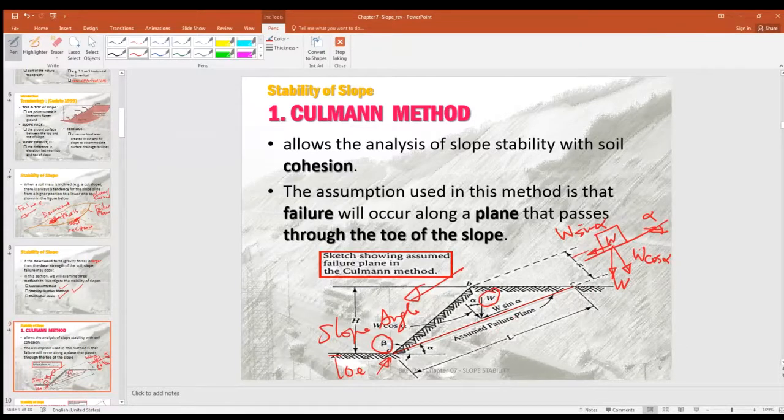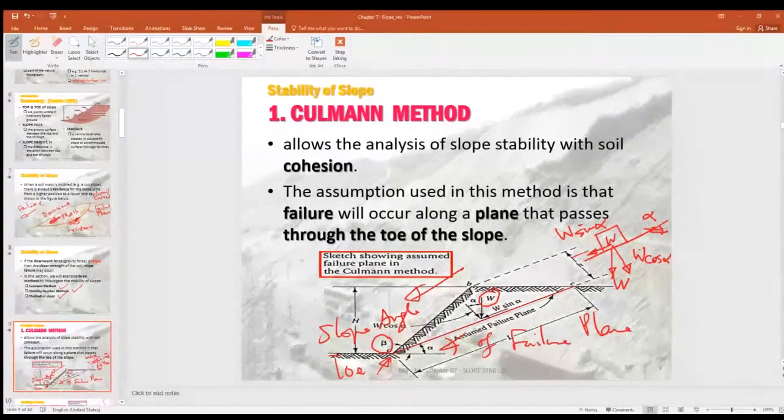So those are the basic parameters for the analysis: W, the weight of the soil mass, beta, the slope angle, and alpha, the angle of the failure plane. Does everyone hear my explanation? Is that okay? Okay, good.